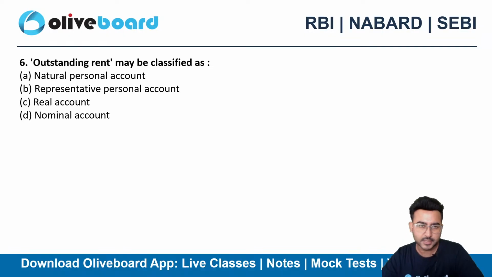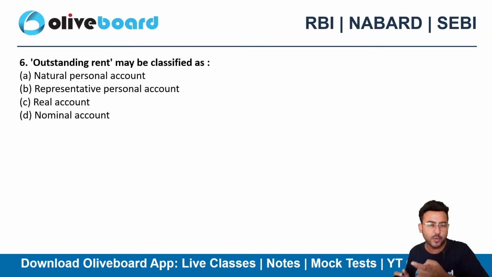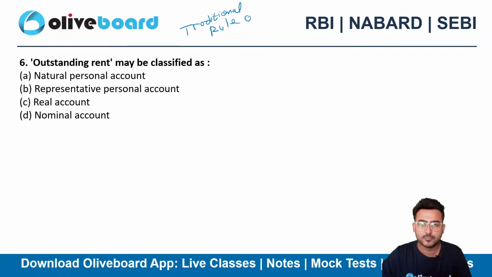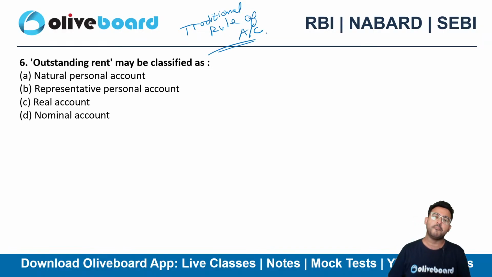Next question. Outstanding rent may be classified as what? Natural person, representative personal account, real account, or nominal account? Can you guys tell me? This is from the traditional rule of accounting. बहुत इंपॉर्टेंट है, मैक्सिमम क्वेश्चंस आपके आए हैं ट्रेडिशनल कॉन्सेप्ट ऑफ अकाउंटिंग से, AS2 से. Any idea? Outstanding rent may be classified as what?